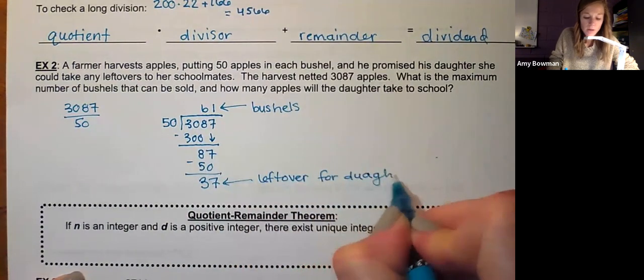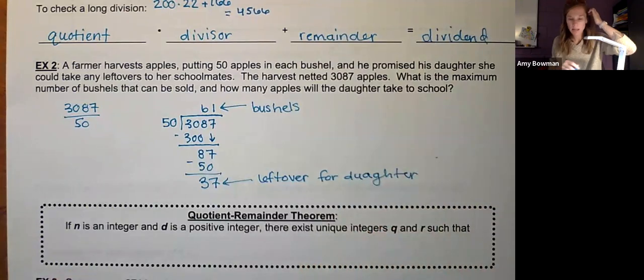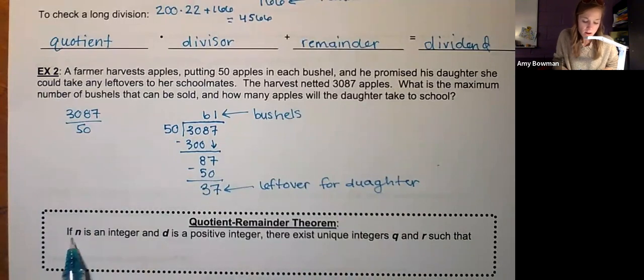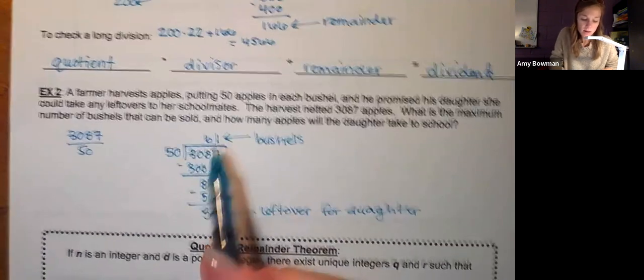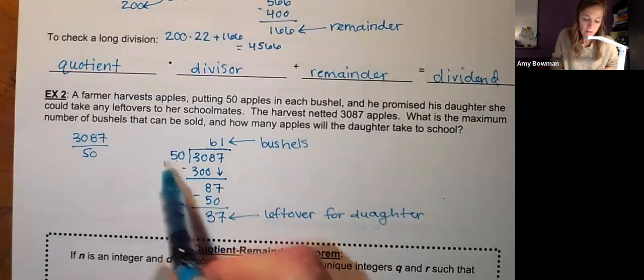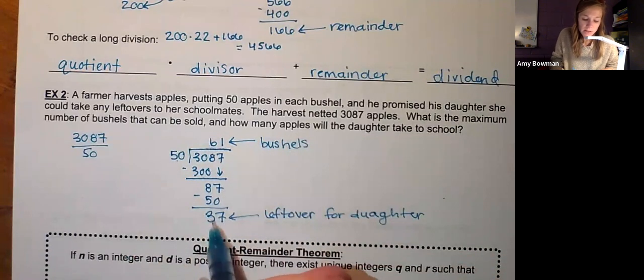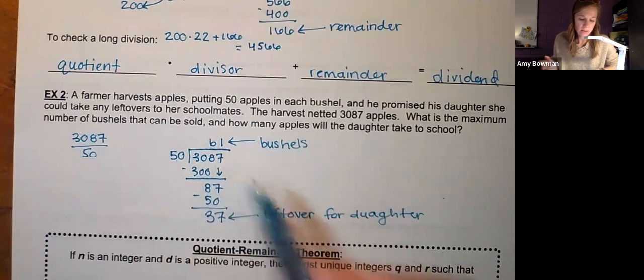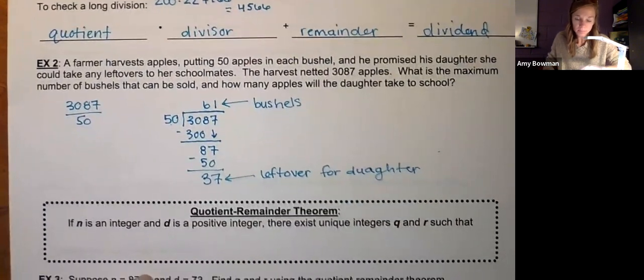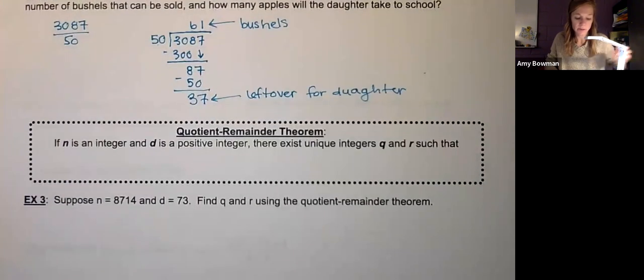Okay, so there's a quick review of long division. We'll see that again in a little bit, but part of that is just understanding what all these pieces are. So the divisor would be 50, quotient is 61, remainder is 37, and the dividend is 3,087. So now we can jump into the quotient-remainder theorem.